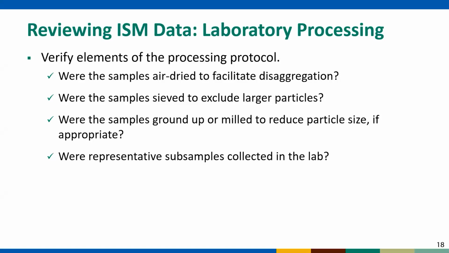Were the samples air dried to facilitate disaggregation? Were samples sieved to exclude larger particles? Were the samples ground up or milled to reduce particle size if appropriate? Were representative subsamples collected in the lab? Some of these procedures will change for different contaminants. For example, air drying, especially at higher temperatures, can cause loss of volatile contaminants from the sample.